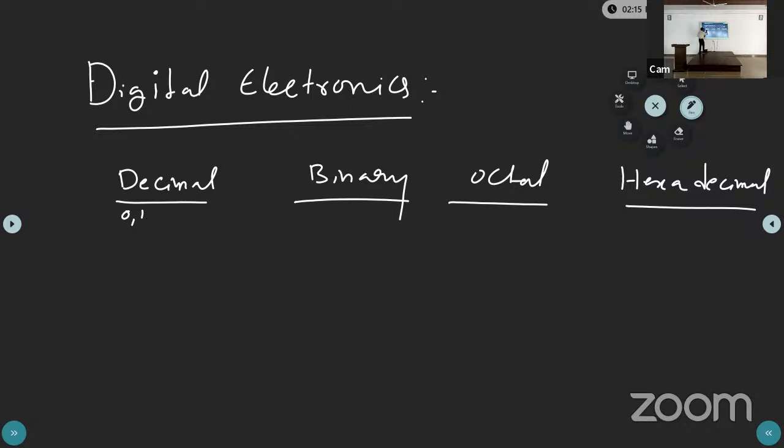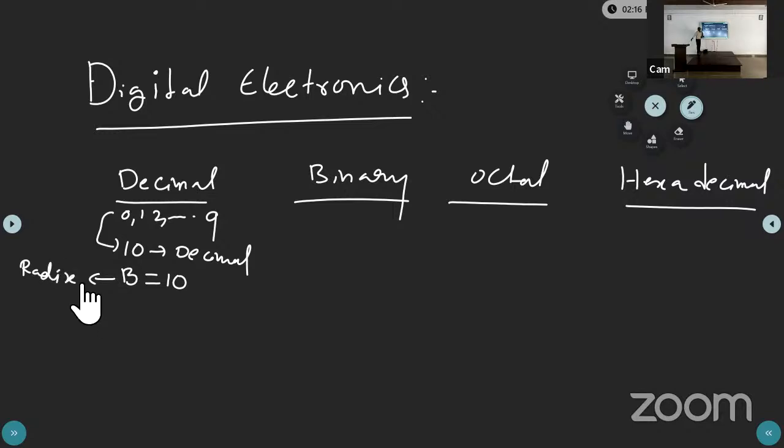Now, what are the different symbols we use in the decimal number system? 0, 1, 2 up to 9. The total symbols are 10, so that's why this number system is called decimal. The base of this number system is 10. This base is also called radix. Now the binary number system has only the symbols zero and one, so these symbols are 2. Therefore, the binary base is 2.